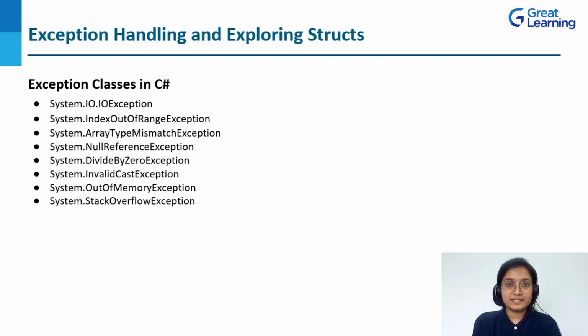Null reference: you are pointing to something which is 0 or which does not have any value. Divide by 0, as I told you: you are trying to divide some number by 0, which is impossible. So what do you do? You try to handle that particular exception. Apart from that, we have invalid cast. In type conversions, when you cannot convert from one data type to another, it will always give you invalid cast.